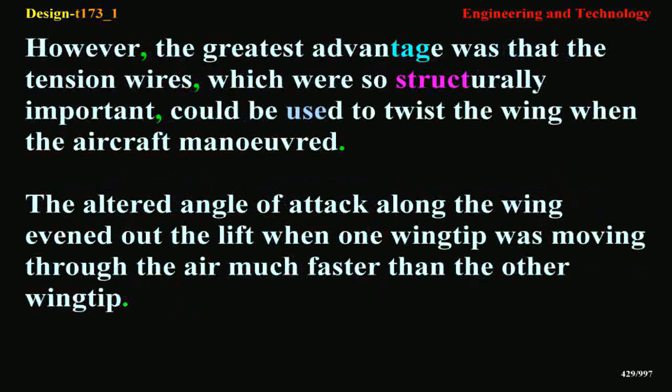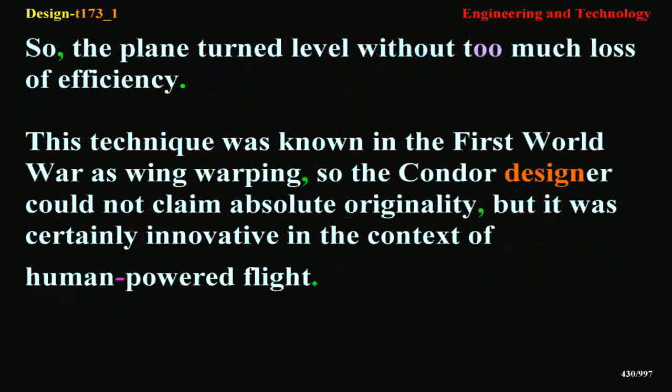However, the greatest advantage was that the tension wires, which were so structurally important, could be used to twist the wing when the aircraft maneuvered. The altered angle of attack along the wing evened out the lift when one wingtip was moving through the air much faster than the other wingtip. So the plane turned level without too much loss of efficiency. This technique was known in the First World War as wing warping, so the Condor designer could not claim absolute originality, but it was certainly innovative in the context of human-powered flight.